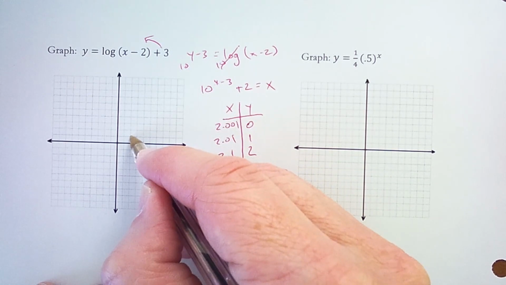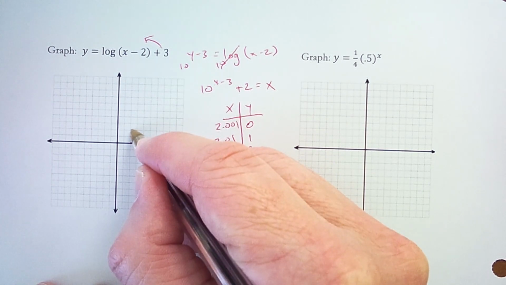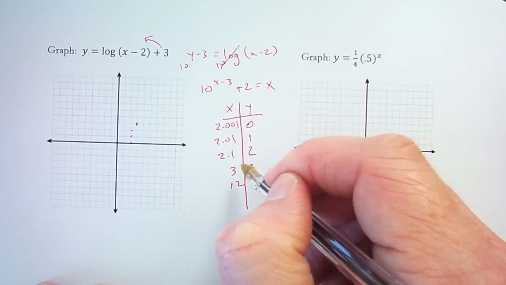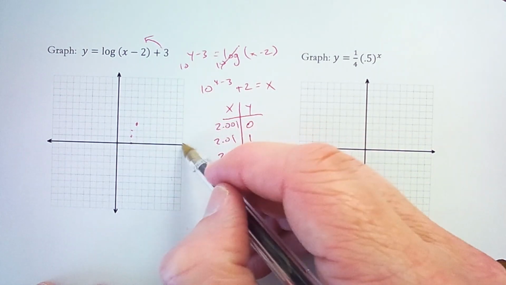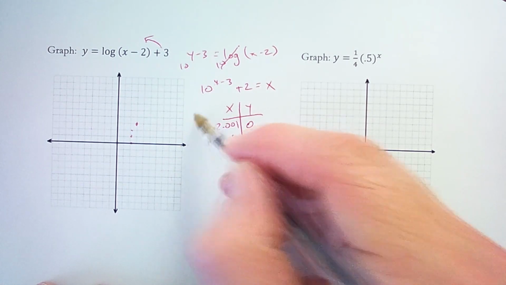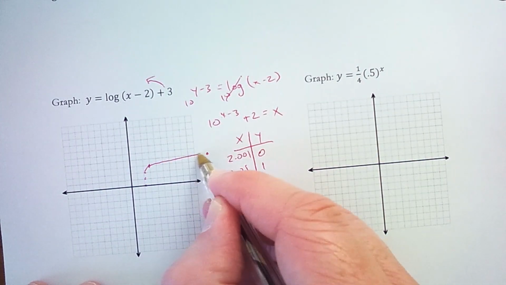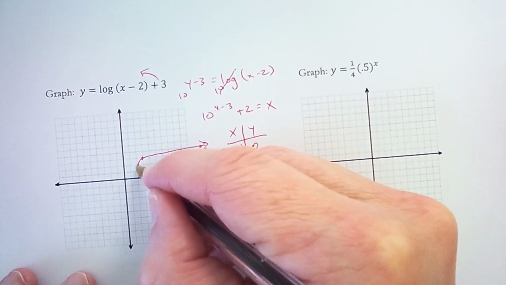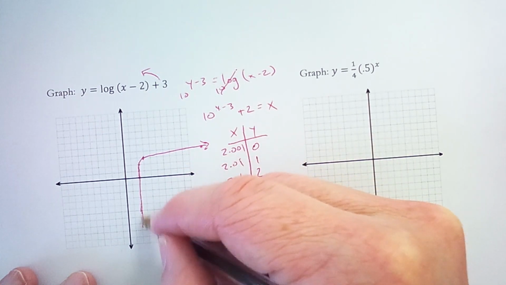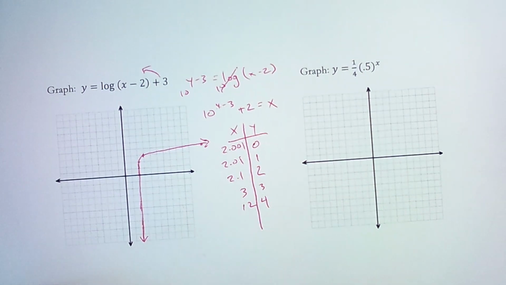So we've got the points (2.001, 0), (2.01, 1), (2.1, 2), (3, 3), and (12, 4). So this goes up to 10, 11, 12, about right there. So our graph takes us out this way, and then on this left side, it's just going right along x equals 2. It'll never actually touch x equals 2. It'll always stay just to the right of it.